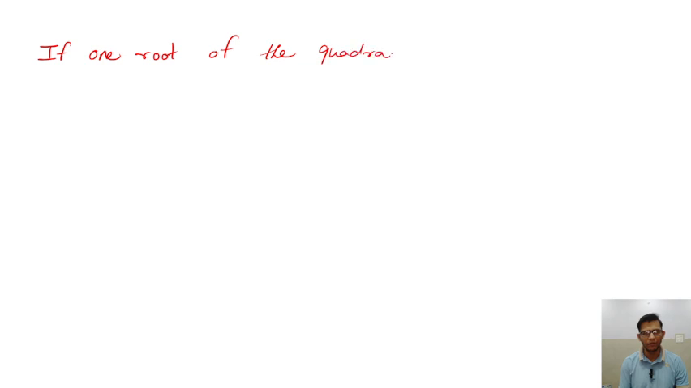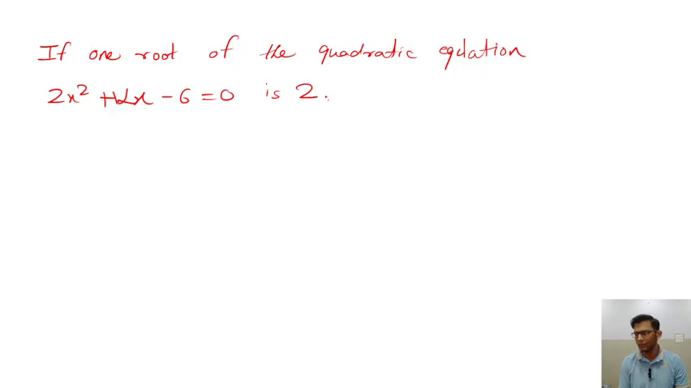Now there is one question for you. If one root of the quadratic equation 2x square plus kx minus 6 equal to 0 is 2, then find the value of k. This is a very easy question.